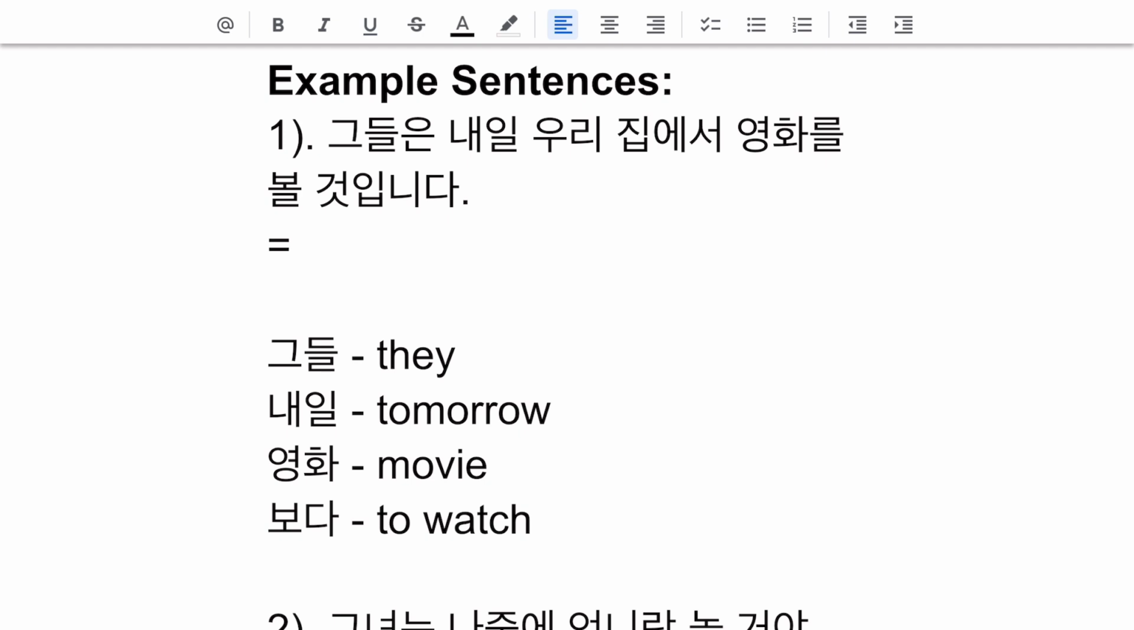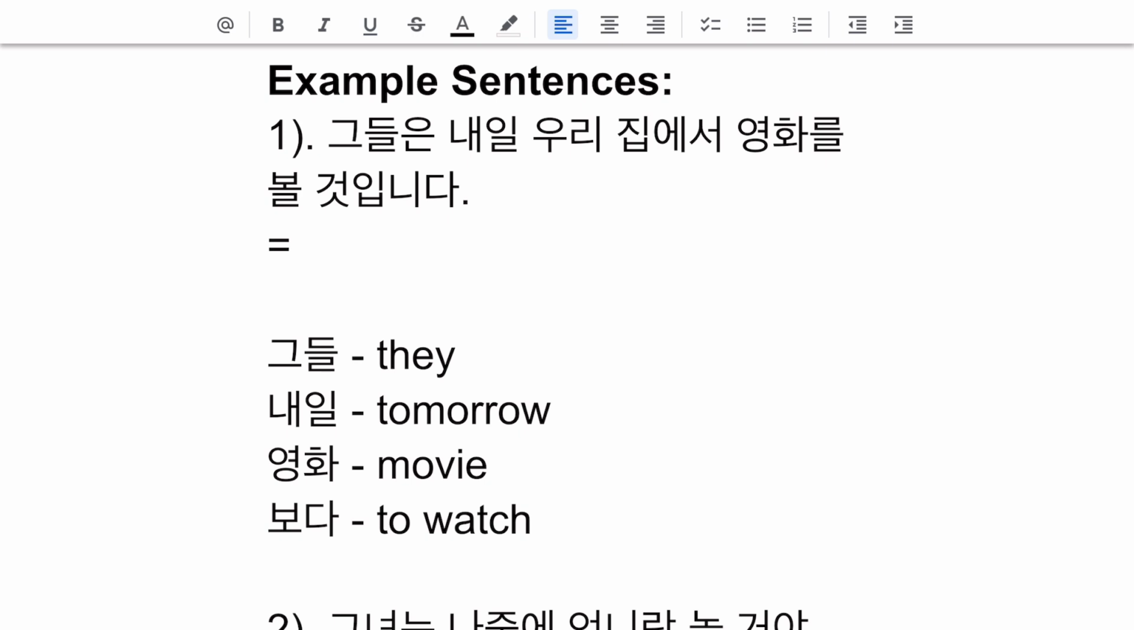우리 집에서, we use 에서 because we're doing an action in our house. And 영화 means movie. 영화 is our object. And then our verb at the end is 보다, 볼 것입니다. And 보다, we take off the 다. The last letter is ㅗ, a vowel, so we just need the ㄹ at the bottom. 볼 것입니다. And I have this one formally conjugated. So altogether, they tomorrow at our house or at my house, movie will watch. They will watch a movie at my house tomorrow.